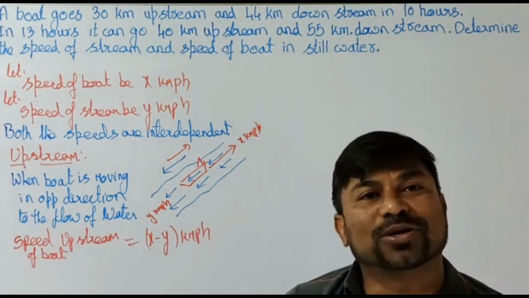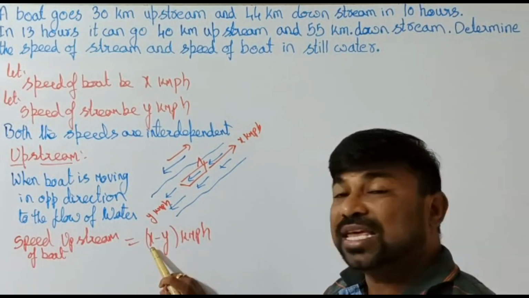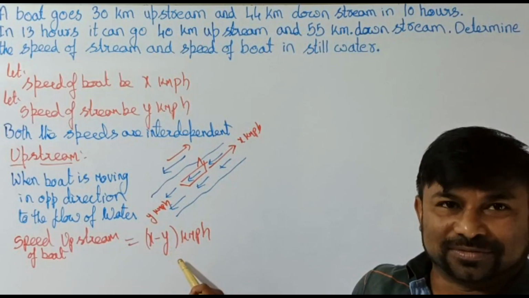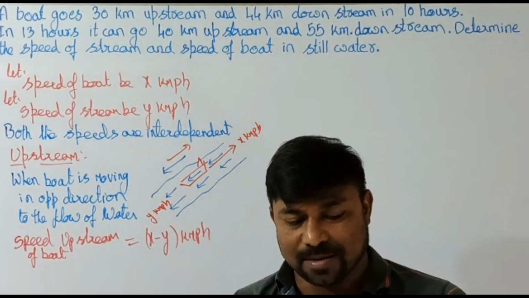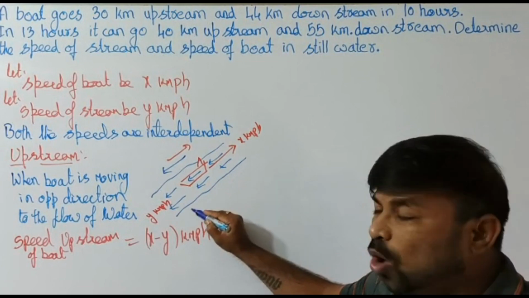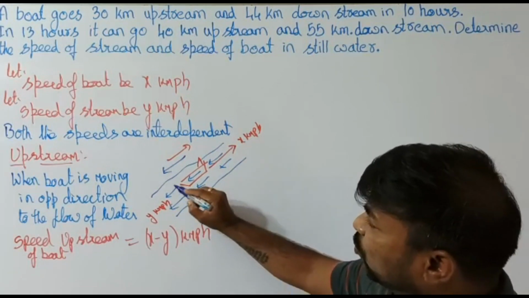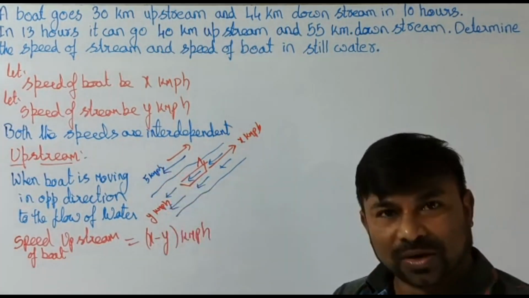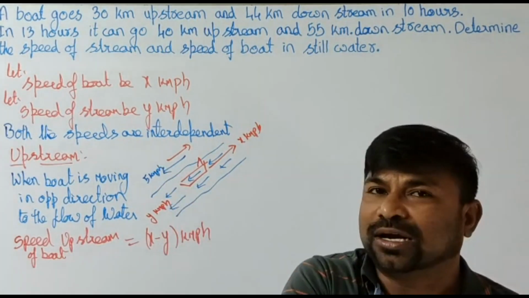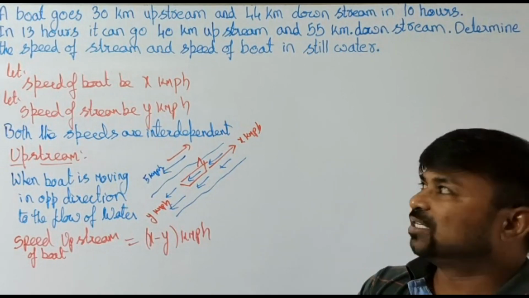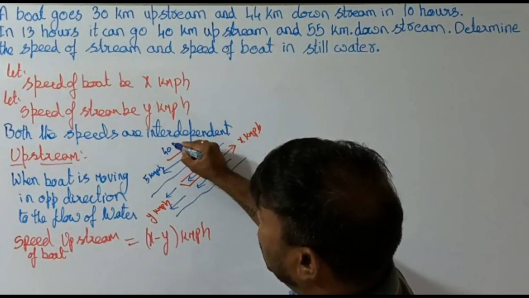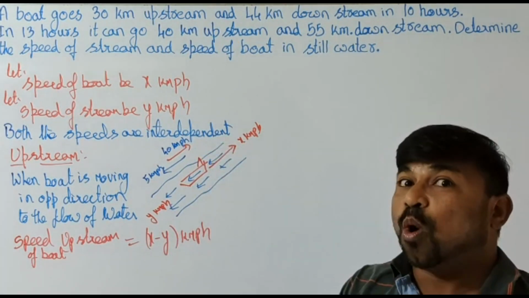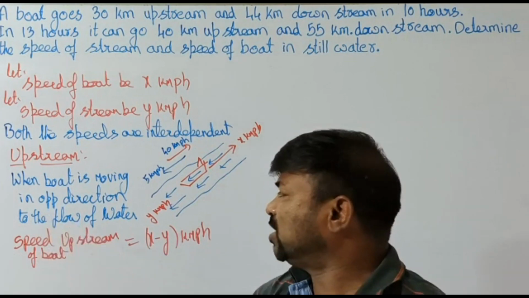This is important to be noted. What is x here? X is nothing but the speed of the boat. What is y here? Speed of the water. Are you able to understand? I will give you an example. Suppose the water is flowing with 5 kilometers per hour, and we have checked the speed of the boat, and it is 40 kilometers per hour. Now, what might be the speed upstream?